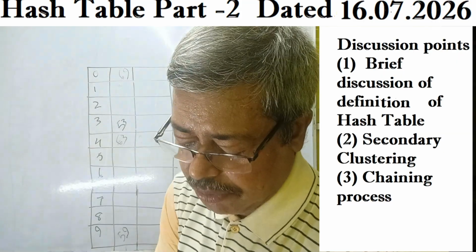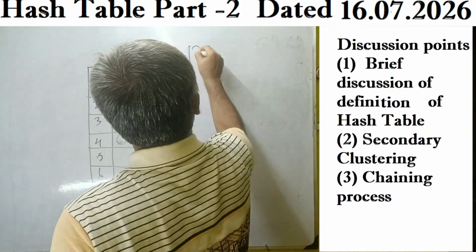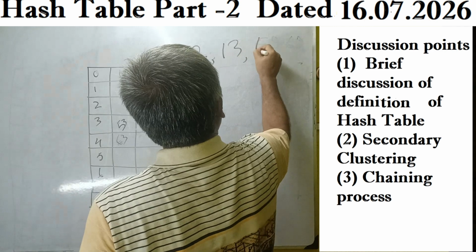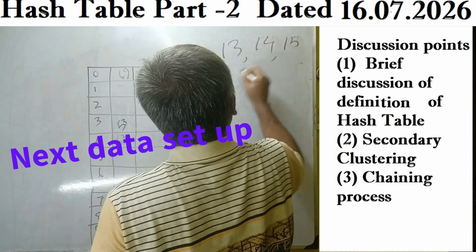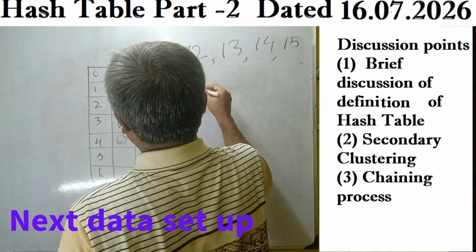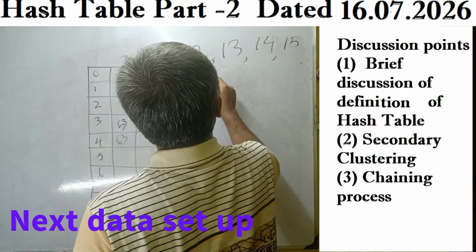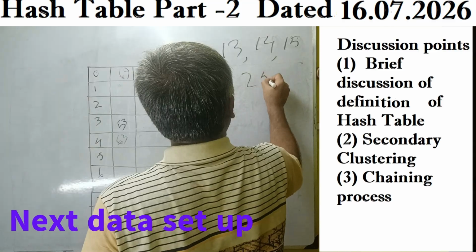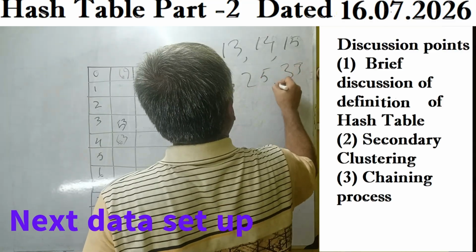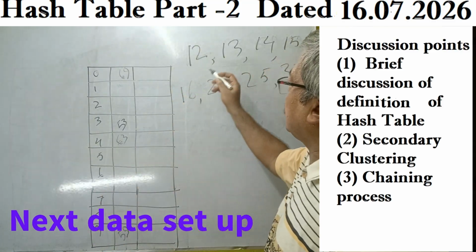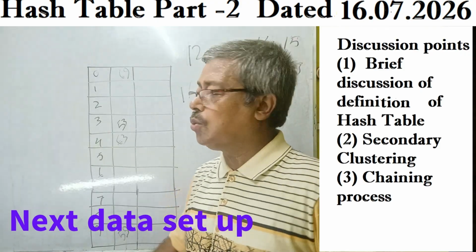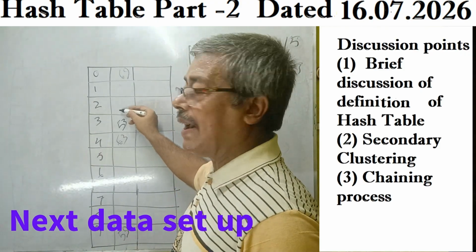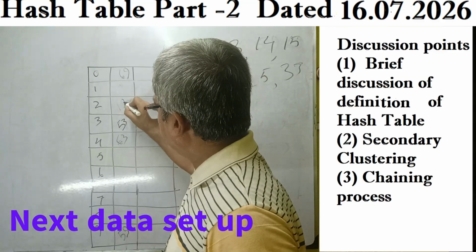Our data set is 12, 13, 14, 15, 16, and 24, 25, and 33. The set of data starts from 12. So 12 goes to a position that is vacant, so 12 will be shifted into that position.